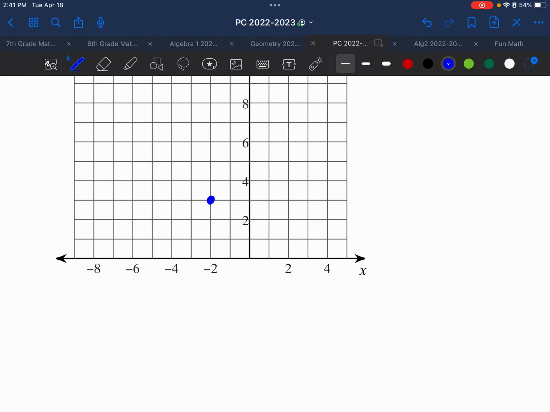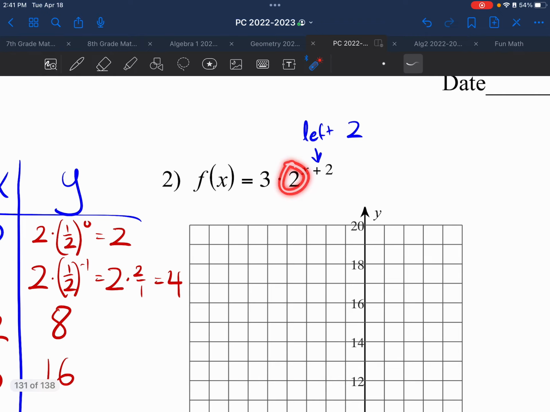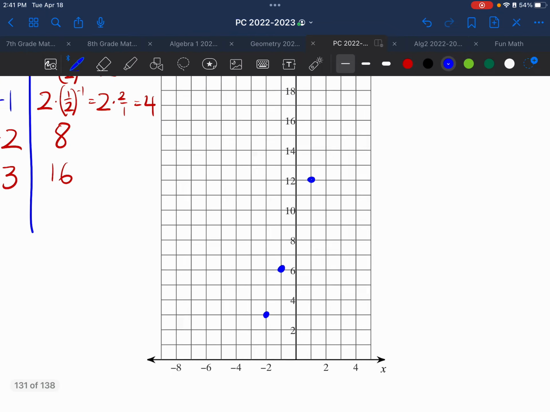And then normally when I go to the right, I multiply by whatever the base is. The base in our case is 2. So if I multiply by the base, going to the right, I multiply by 2. I have a height of 3. 3 times 2 is 6. So I'm going to come up to a height of 6. And I multiply by 2 again. 6 times 2 is going to be up here to 12. Times 2 again, and we go off the graph because that'll be 24.